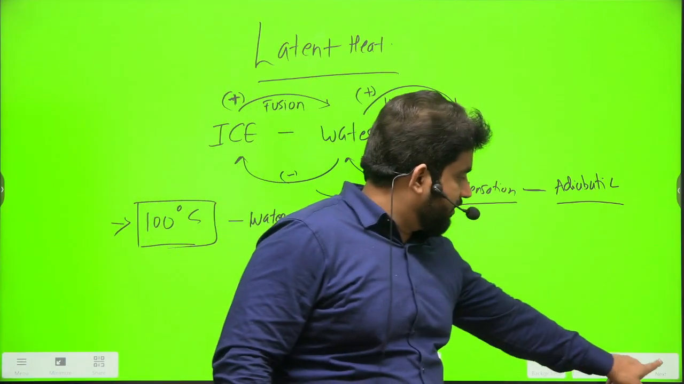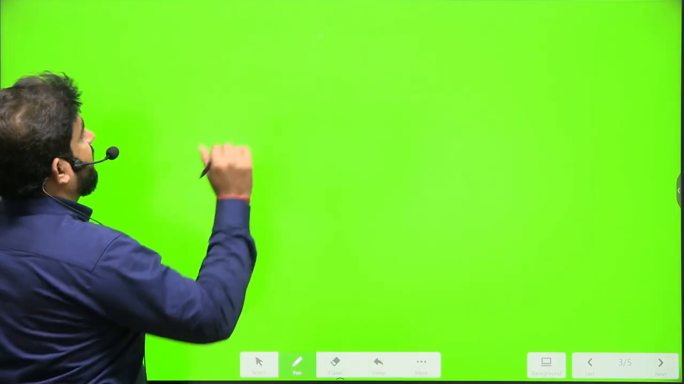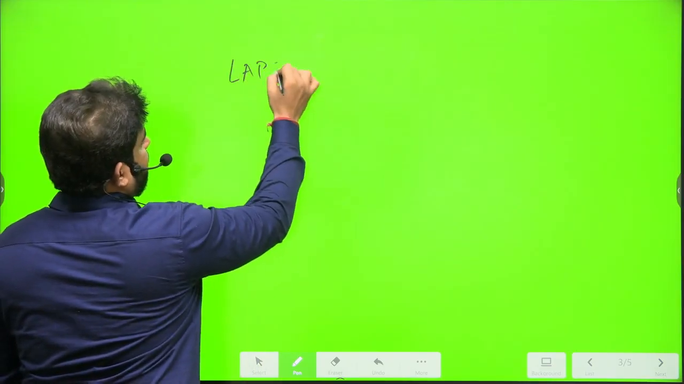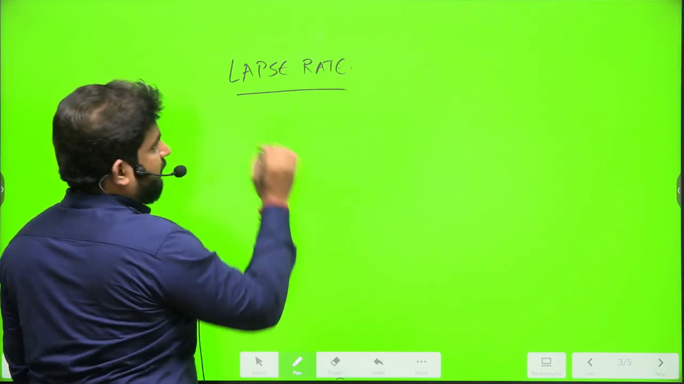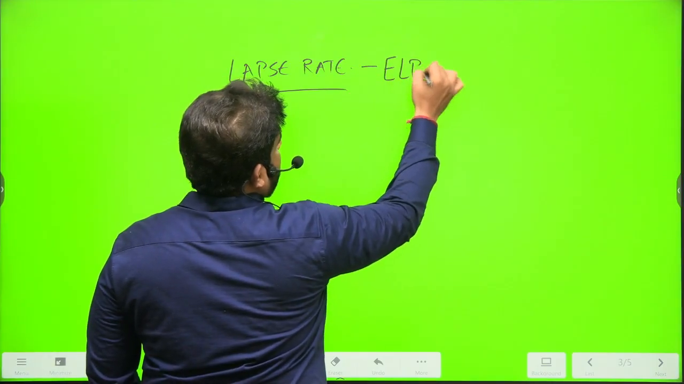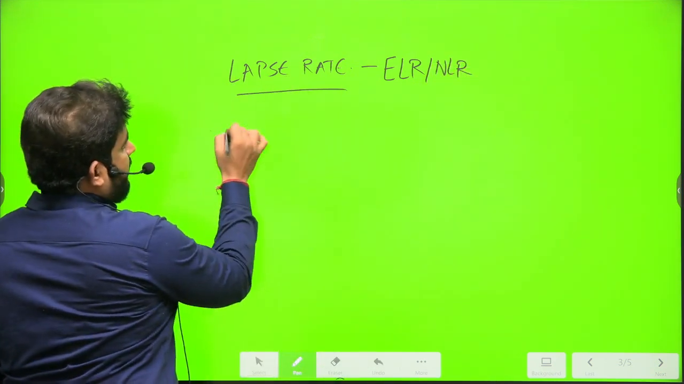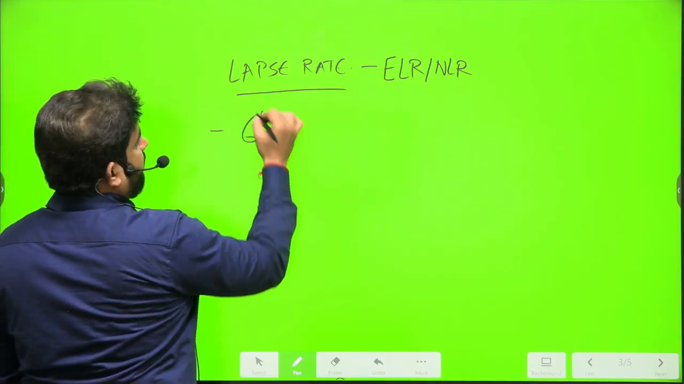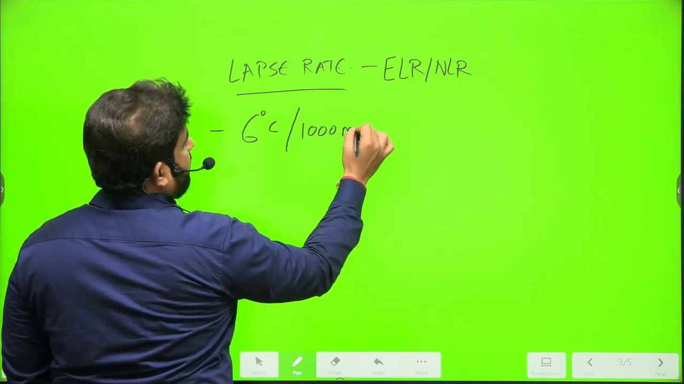Now, students, let's come to the main topic of today's demo class, and that is the lapse rate. Students, this is lapse rate, which is also known as environmental lapse rate or normal lapse rate. Lapse rate is for a normal condition. The lapse rate is nothing but 6 degrees Celsius per 1000 meters.